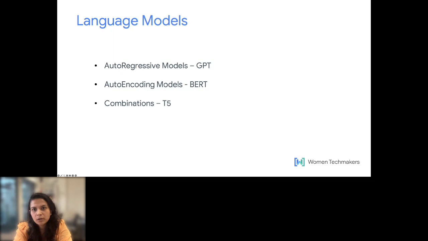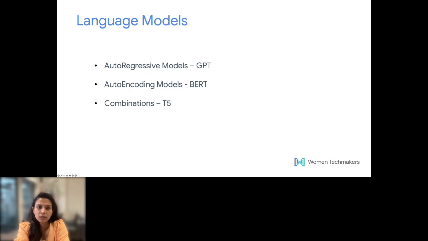Okay, moving on. So let's talk about language models. There are basically three types of language models which we are going to talk about here: autoregressive, autoencoding, and combination. So autoregressive models are models like GPT. These are the models which are good at generating text, and they follow the decoder part of the transformer architecture.